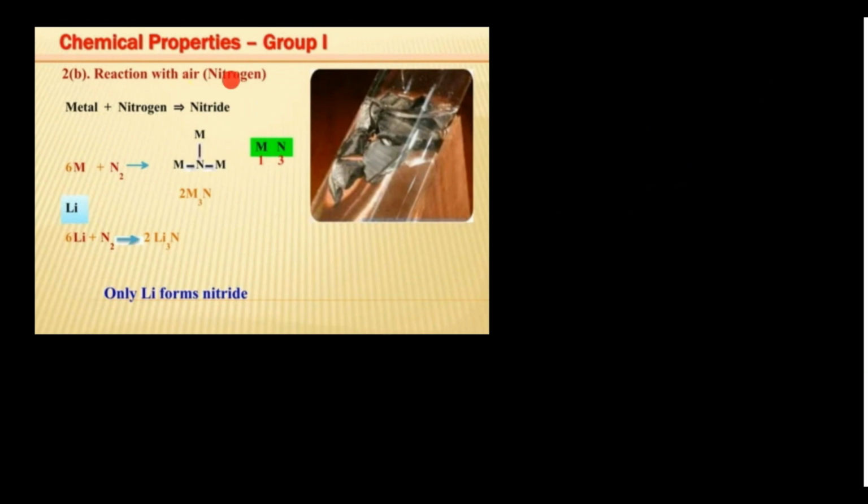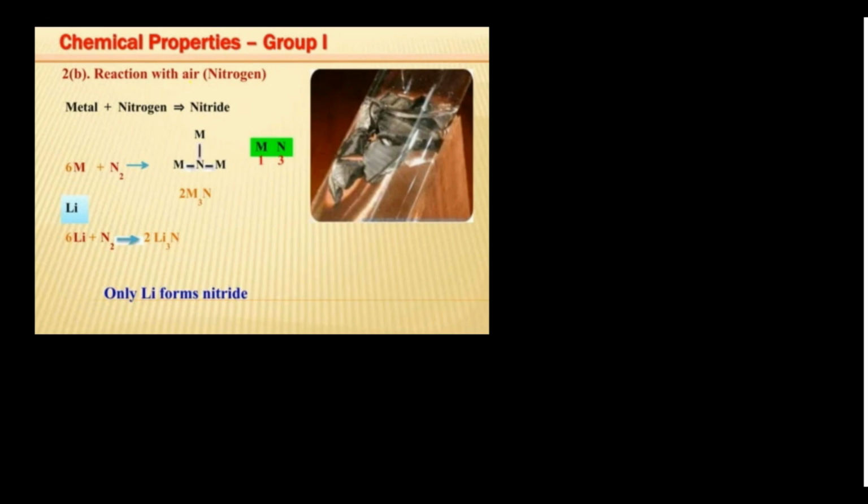And air contains nitrogen, you know, 78% nitrogen is there. So metals, especially the alkali metals, when they react with nitrogen, form nitrides, okay? Nitride means N3-. So 6 of the metals react with nitrogen and give M3N. That means 6M + N2 gives 2M3N. This is the formula, and if you take lithium, 6 equivalents of lithium are required to react with one equivalent of nitrogen to form lithium nitride, okay?